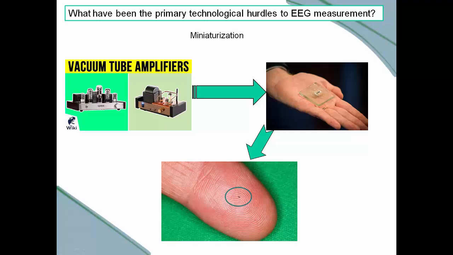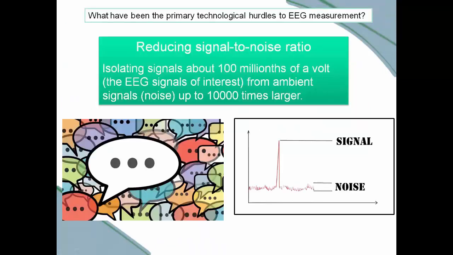How do we detect the signal? How do we amplify the signal? And how is it amplified in such a way that we can make this technology more available to not only the public, but just to, let's say, medical professionals that want to use this technology for diagnostic purposes? And the next problem is what we call reducing the signal to noise ratio.